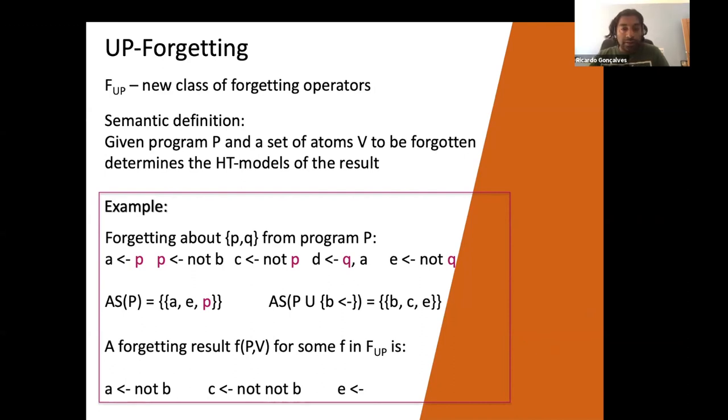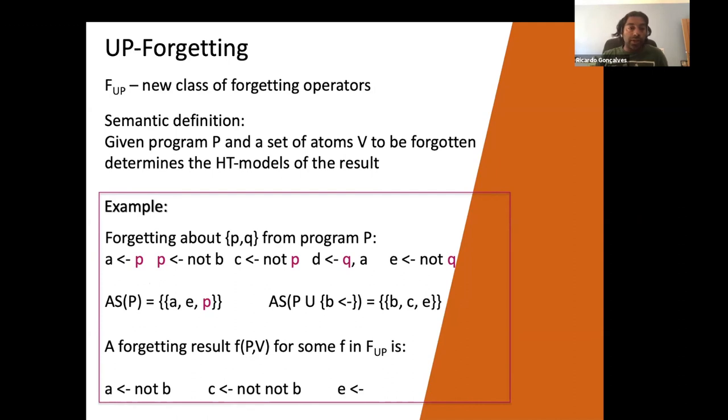It should be noted that in fact, using this construction, we guarantee that implicit relations between atoms in the original program, even if they are given through atoms that were forgotten, are preserved in the result of forgetting. For example, the implicit relation between A and B is preserved through this rule here, A if not B. The implicit relation between C and B is also preserved.